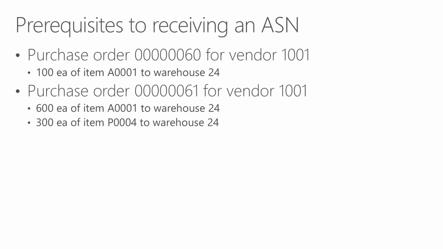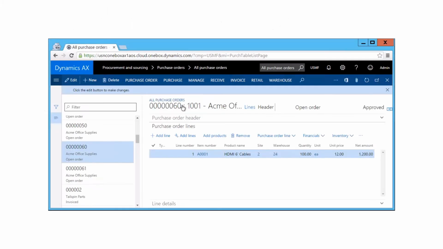To support the walkthrough in this example, I have created the purchase orders shown in the slide. As you can see, there are two purchase orders, 100 each of item A0001 to warehouse 24, 600 each of this item to warehouse 24 on a different purchase order, and then 300 additional items of a batch controlled item P0004. Just to show the same setup in AX, here we can see the first purchase order for 100 each of A0001 and then the second purchase order for the corresponding quantities of the different items.